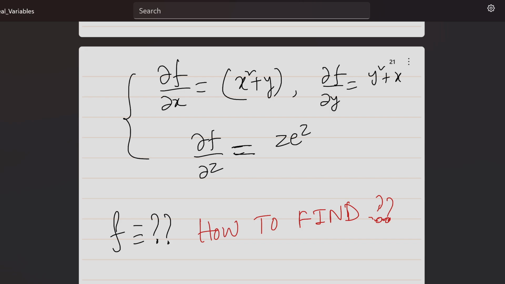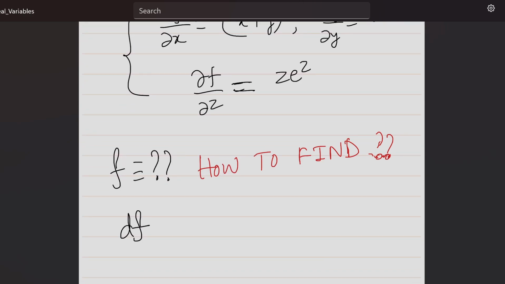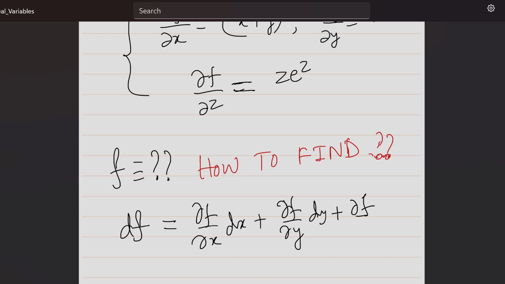Okay, so I'm writing something, just to see. I am writing df. It is a total derivative, that is del f del x into dx. Okay. So if I integrate this df, what will I get? I will get f, right? Oh, sorry. Total derivative.